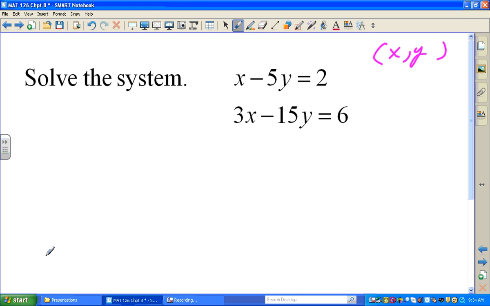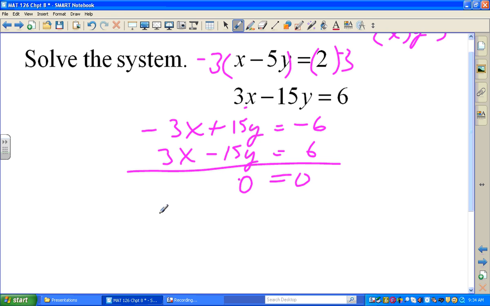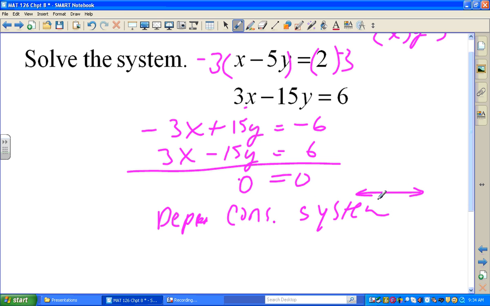So I'm assuming you multiplied by 3. Negative 3, correct. And you got negative 3x plus 15y equals negative 6. 3x minus 15y equals 6. Knocks out, knocks out. Oh, 0 equals 0. Nice. So as a dependent, consistent system, and you have one identical line. All right? Nicely done.